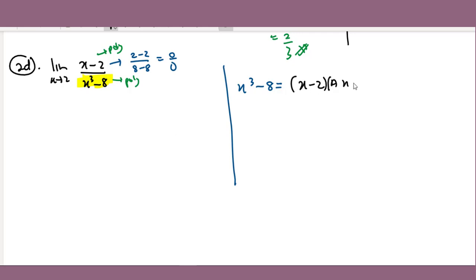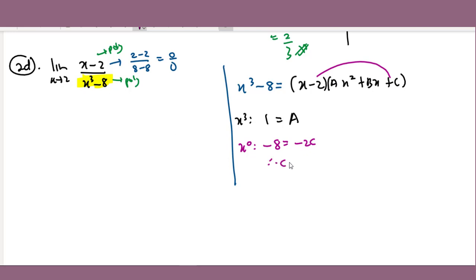So either you use long division or comparison or inspection. So here actually compare the x cubed, left and right. You get this one is 1 a, so a is equal to 1, and compare the constant, that is negative 8 on the left. So here is negative 2c, therefore c is equal to 4. Then to find the coefficient of b, let's say the x squared, this is 0. Which one produce x squared? Negative 2a, so is b plus b. A is equal to 1, therefore b is equal to 2.